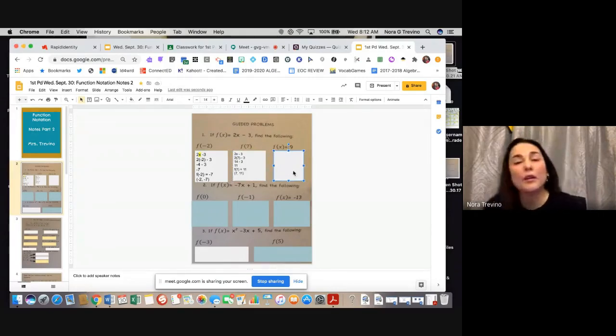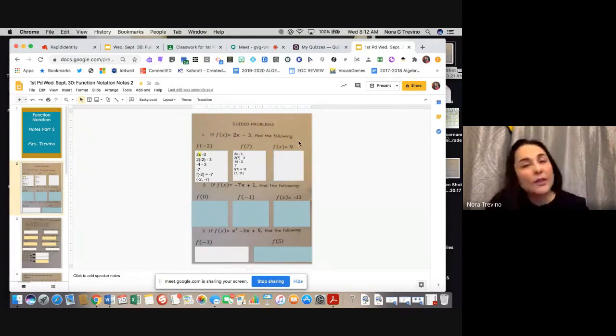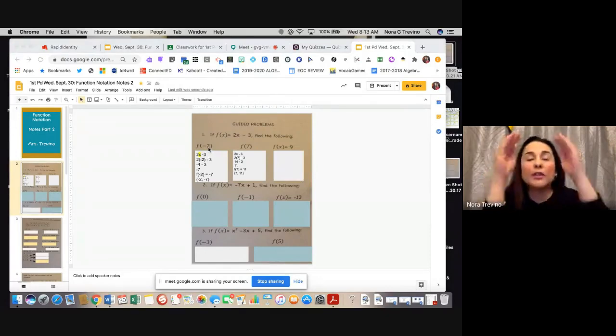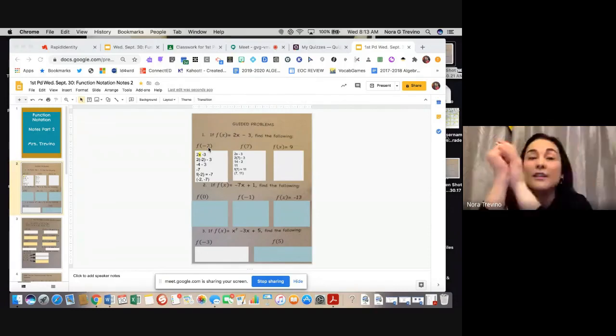Now look at the third problem. This one's a little bit different because the first two gave you the input. You see the little number inside the parentheses, inside is your input. Okay. But where is this 9? He's not in the input spot. He's on the answer spot. What did we say the answers were?